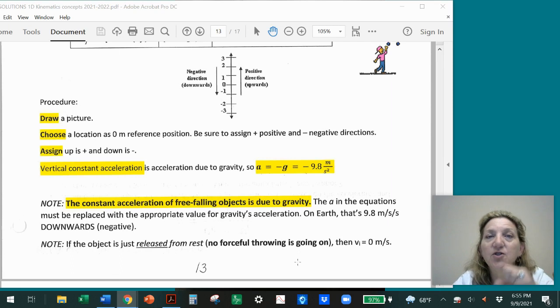Note, if the object is just released from rest, there's no forceful throwing or pushing, then v initial equals 0 meters per second. This is really important to understand and interpret some of the word problems because they'll say they dropped something or it just fell out of their hands. The initial velocity is 0 meters per second.